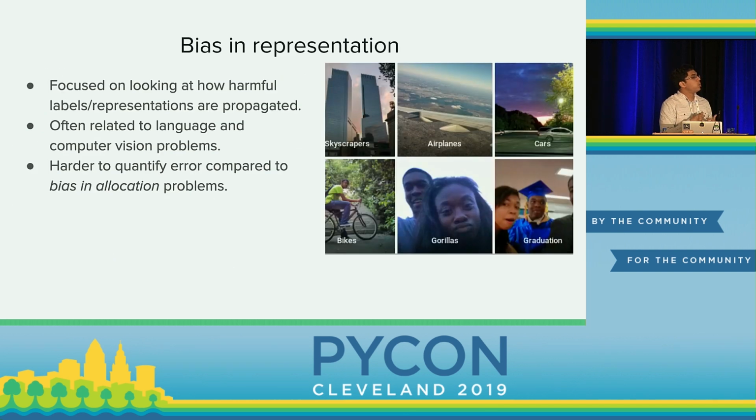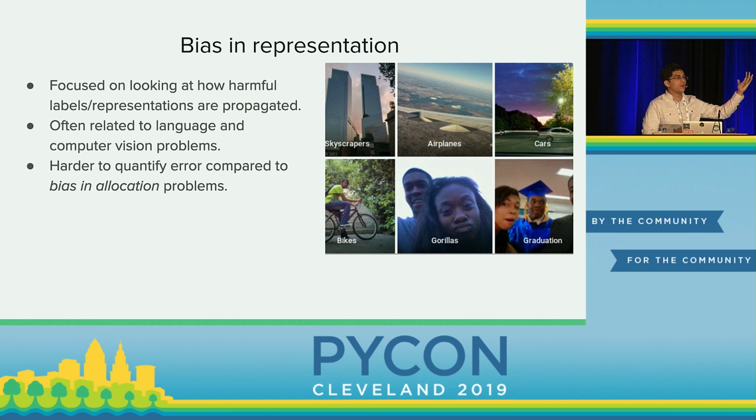Next, let's talk about where we're heading. Next is this idea of bias in representation. This is focused on how harmful stereotypes or harmful labels are propagated through machine learning systems. These are often related to language problems or computer vision problems, which are the neural network problems where it just picks out a solution and does some black box neural network magic, but we don't really care about the inner mechanics of what it's doing. These are harder to quantify the errors compared to those previous allocation problems, which is why there's less research on this now, but we're starting to think about it more.